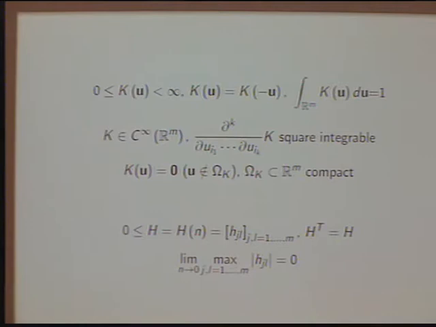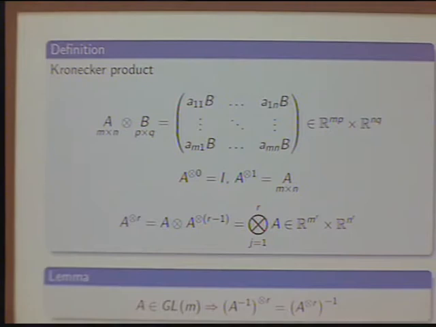Just to be sure we know what the notation means, we are using the canonical product. When you have two matrices, A times B, this means you take the first matrix and multiply each element with B. That's a very convenient way of writing down multivariate derivatives. Okay, so that's the canonical product that we use.